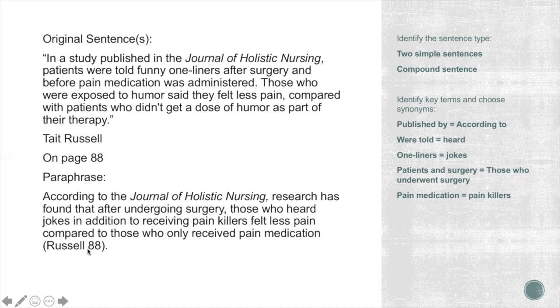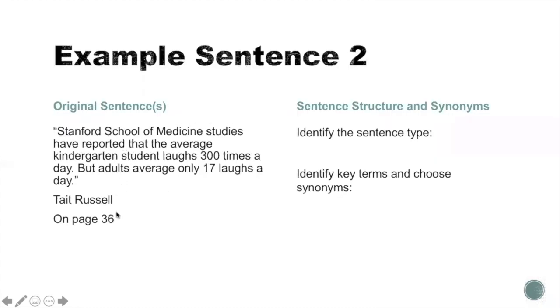Notice how the word page is not included here. This is MLA format. In MLA format, we need the author's name and the page number, but not the word page, okay? And so as you write your paraphrase, make sure to include the author's name and 36 for the page number. So try to identify what the sentence type is and look for some key terms and synonyms that you could use instead. So with kindergarten student, is there another way of saying that? With adult, is there another way of saying that? Instead of saying reported, is there another way you can introduce Stanford School of Medicine?